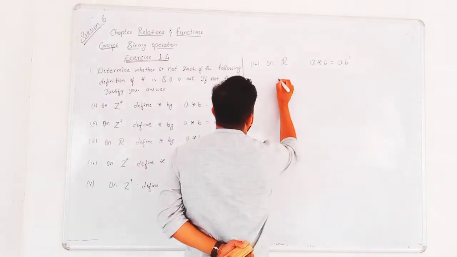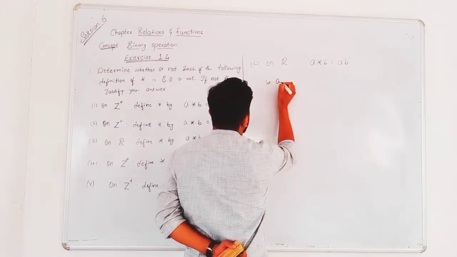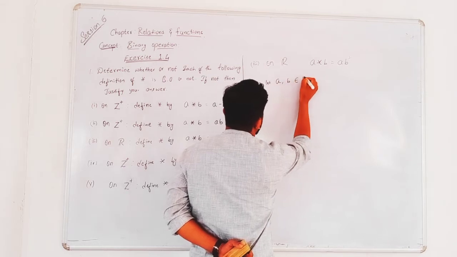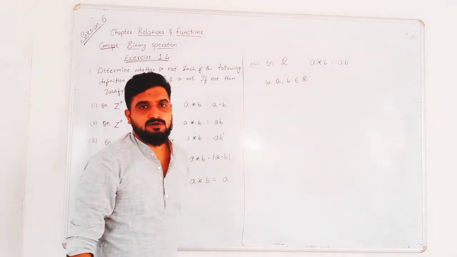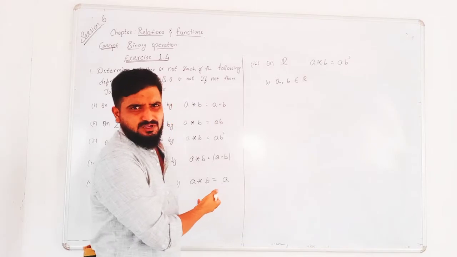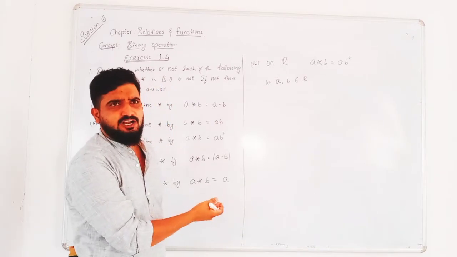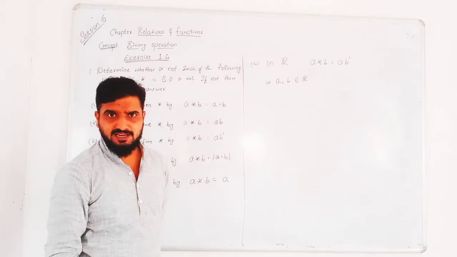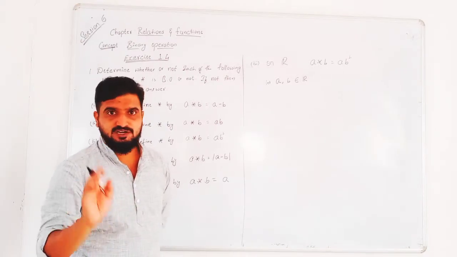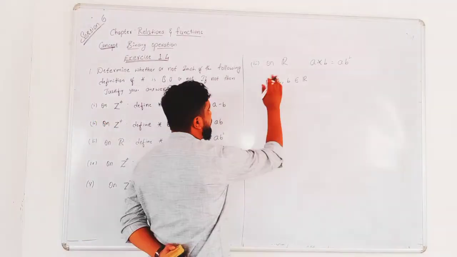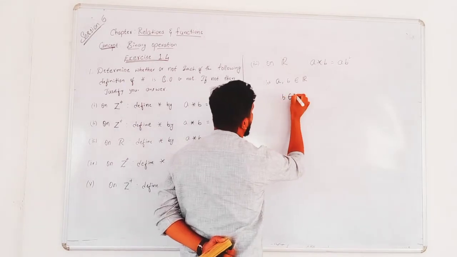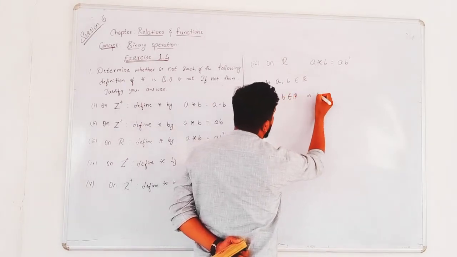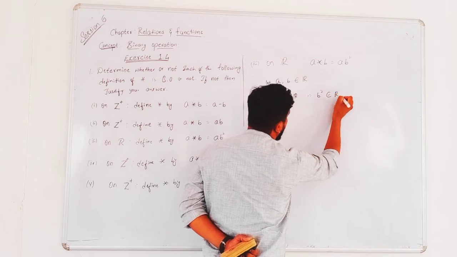So let A comma B belongs to R. That is, A and B are real numbers. In the previous example I have seen that A into B is an integer. So now if A is a real number, B is again a real number, then A into B is also a real number. So what about B here? Since B belongs to R, implies B square must also belong to R.